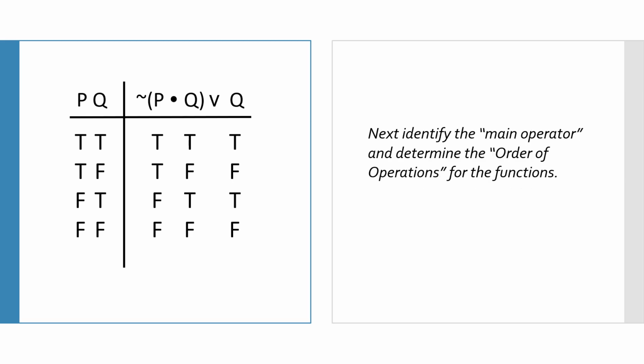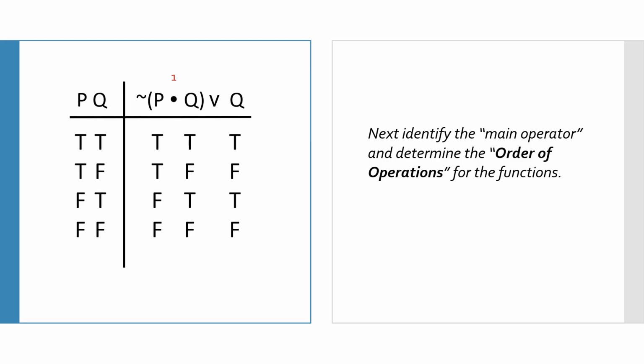Now the next step in all of this is to identify your main operator and determine the order of operations for all of your functions. And of course, the main operator is essentially the operator that tells you what kind of statement this entire thing is. And in the end, this is just a disjunctive statement. It just turns out that one of the disjuncts is a complex statement itself. But in the end, the main operator has to be just this disjunctive claim.